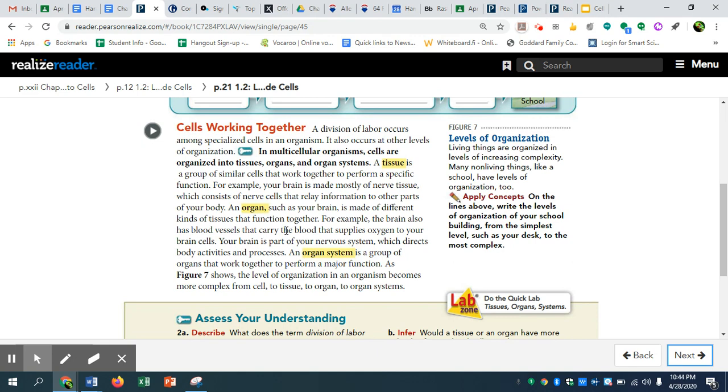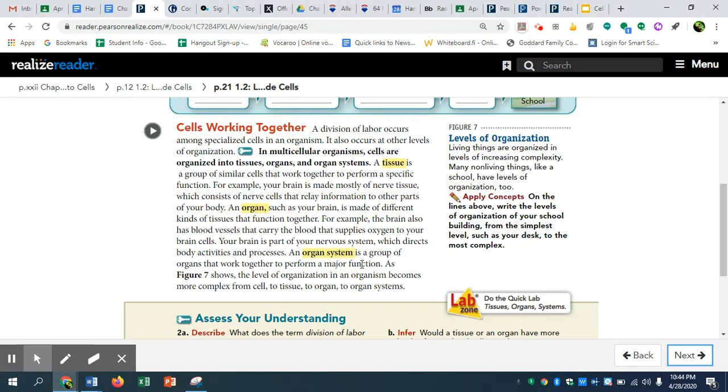And then the last one here is an organ system. It is a group of organs that work together to perform a major function. So if you think of your respiratory system, in the respiratory system are your heart, your lungs, your blood vessels, the blood. You can even put that in there. So those are different kinds of organs, which are made up of different kinds of tissues, but they all work together to perform the function of respiration in your body.